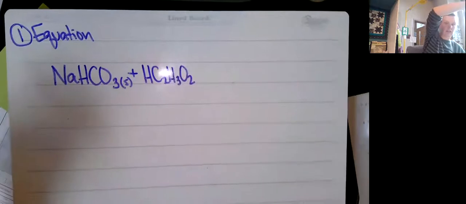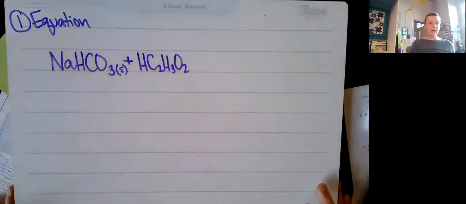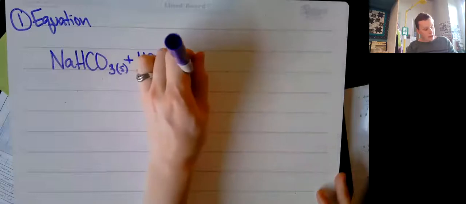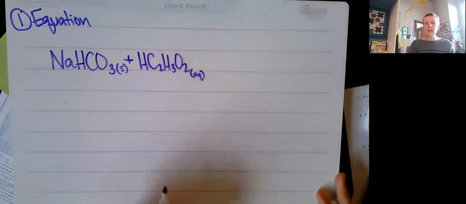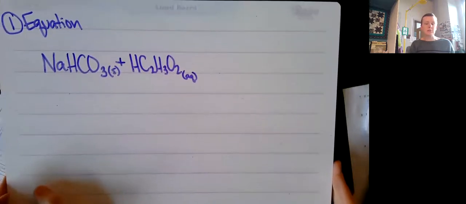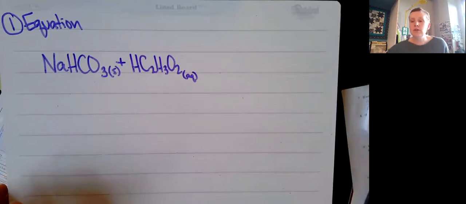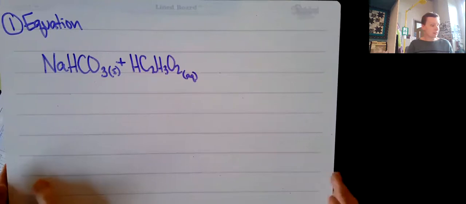HC2H3O2. Hopefully that's better. Okay, HC2H3O2. And remember, our acids are going to be aqueous. They're dissolved in water. We can't really make an acid solid when it's a strong acid. Acetic acid isn't particularly strong compared to some of the others, but most of our acids, for this class, all of our acids are going to be aqueous in state.